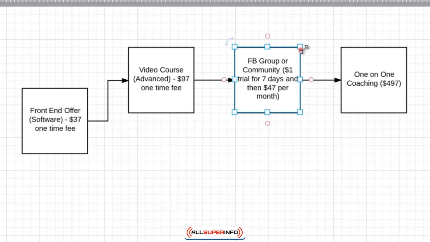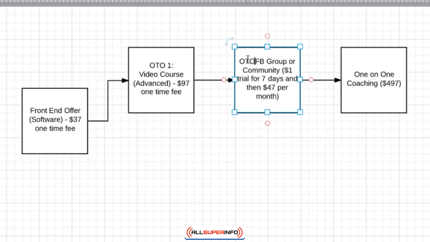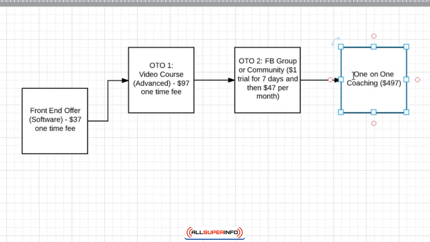I'll show you how to do all that, and all the details that you're going to need, in the next video. But right now, it's just a matter of jotting down everything that you can think of. So front end offer, one-time offer. So we want to mark these: one-time offer, OTO1, OTO2, and literally you can get really complex if you want.